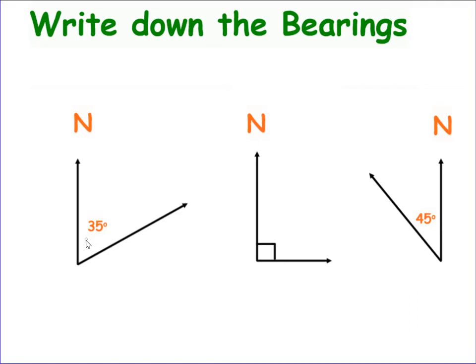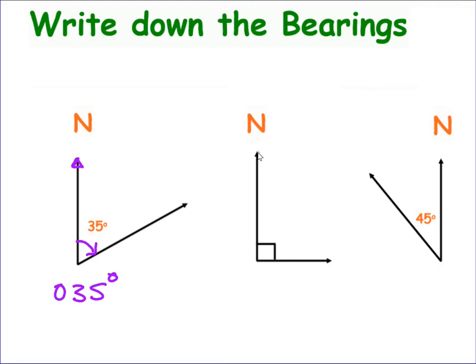Okay, let's go through the answer. So here we've got it relative to north. That's rule number 1. Rule number 2 says we have to measure it clockwise. And then rule number 3, because they've got 35 degrees, says we have to use 3 digits. So the correct bearing for our first question is 035 degrees.